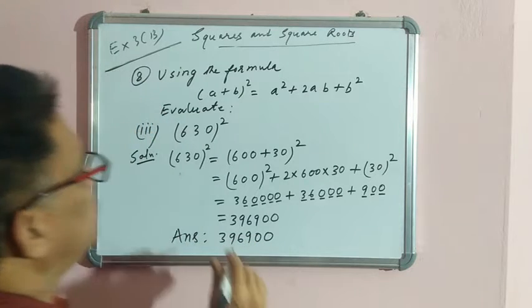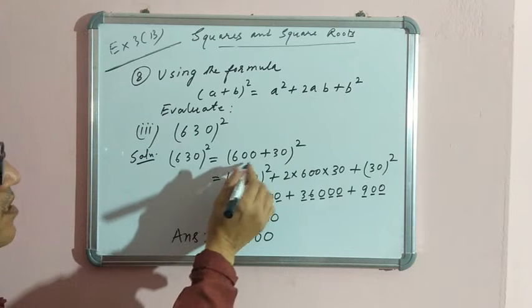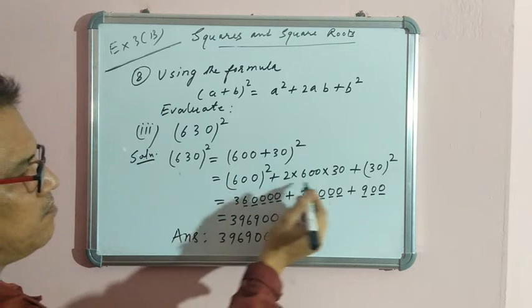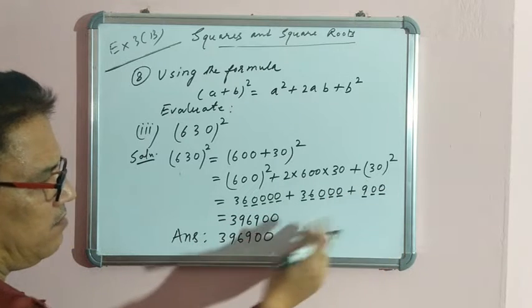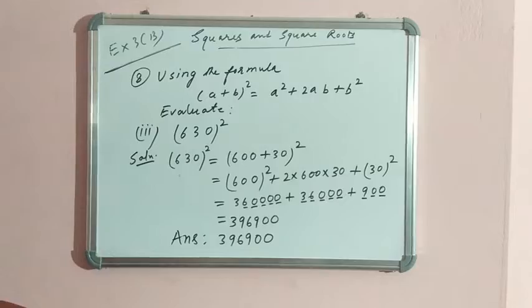396,900. What we have done, 630 is split in the form a plus b whole square, then a square plus 2ab plus b square. After solving we are getting this one, we have added, we have got the answer.